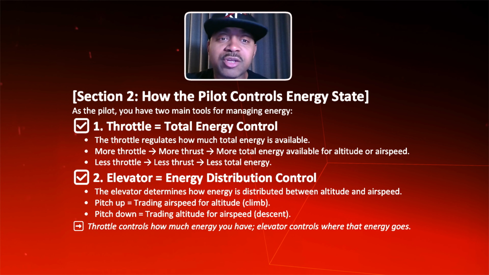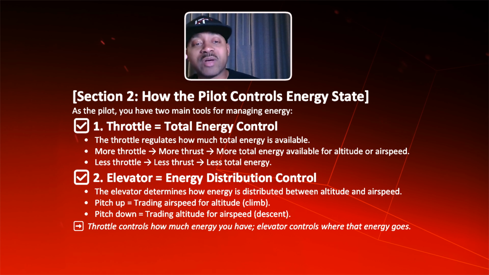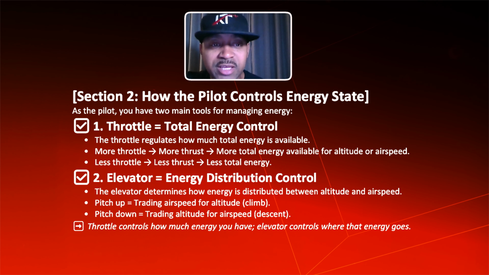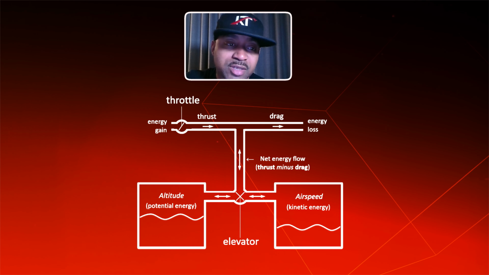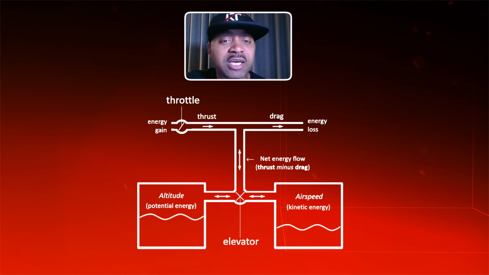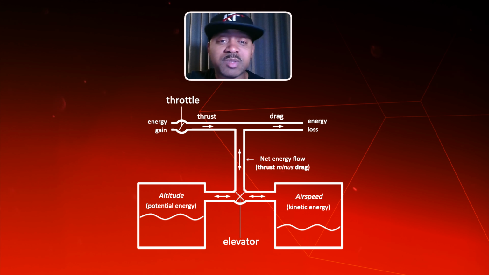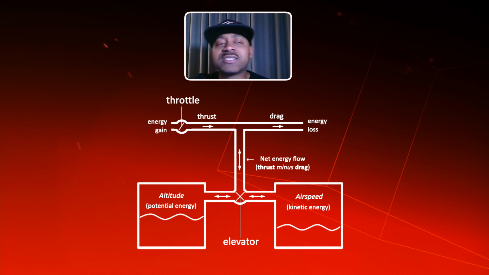If you pitch down, you're going to trade your altitude for airspeed. So you take your altitude, a higher level, and you're going to descend. And by descending, you're going to speed up. So you're trading one for the other. This illustration demonstrates how you can increase your energy gain, thrust, drag, and the net energy flow between your altitude and your airspeed, because it's a balancing game. And here's a caveat to that.